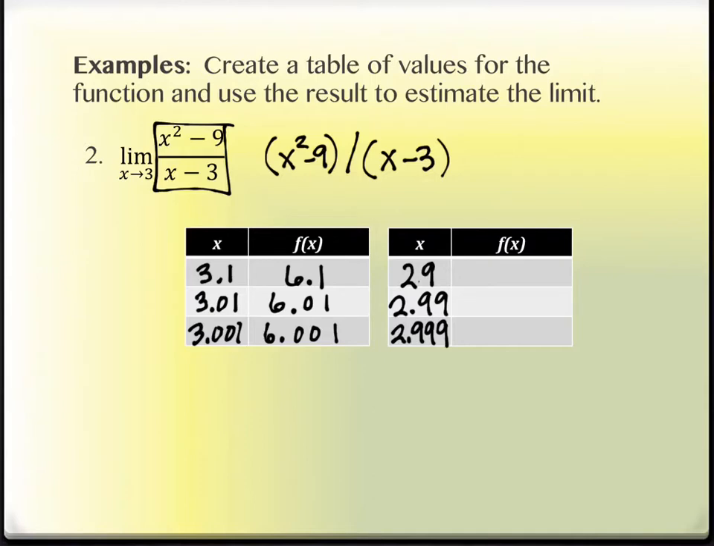If you don't have a TI-83 or 84 calculator, you're using something else, or you don't have a table feature, you can just enter these values by hand. You can enter 3.1 squared minus 9, press enter, and divide that by 3.1 minus 3. You can do that.